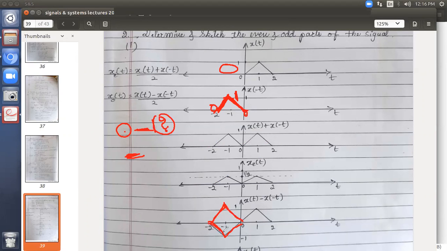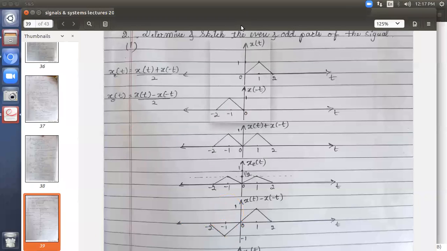Reflection of this, you can see it in the water. If you see the image of any mountain, it looks like this, right? So that's how it is on the negative side. This part shows the +1 amplitude triangle. This part shows the -1 amplitude triangle, because we have 0 minus that triangle. So minus. This is on the left hand side.